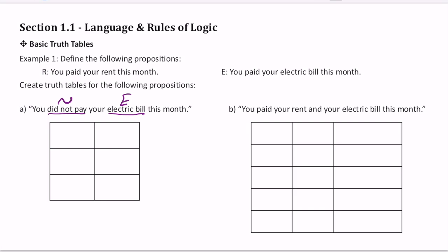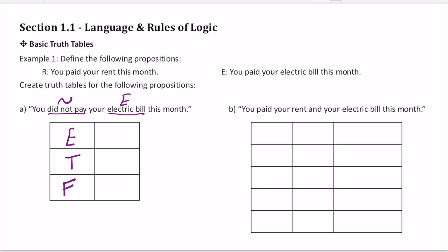Now, let's think about how this will look in our truth table. The truth table helps to organize the truth values of statements. We start our truth table by identifying our original statements and their possible truth values. For statement E, the only possibilities are that you either paid the bill or you didn't. So we can write true and false as our options in the truth table.